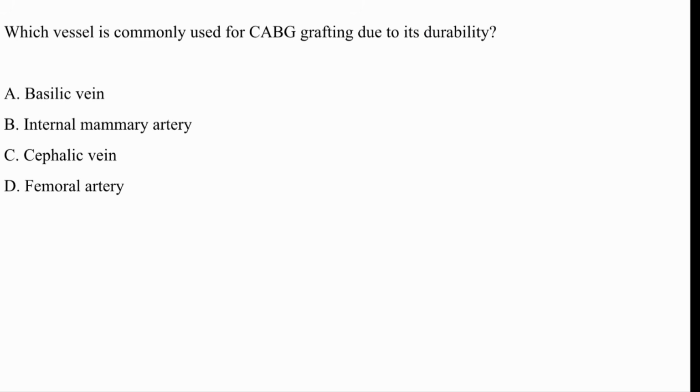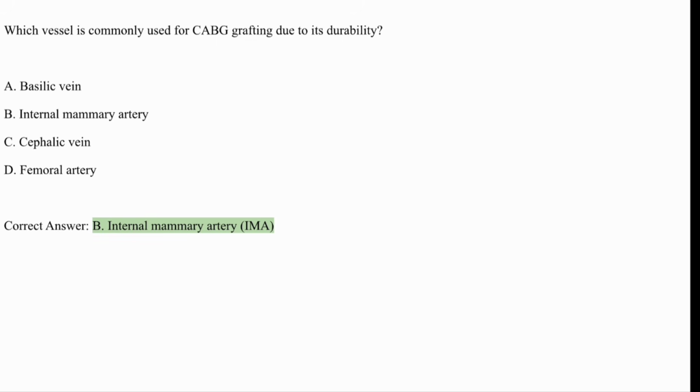Which vessel is commonly used for CABG grafting due to its durability? What is CABG? Coronary artery bypass graft. Option A, basilic vein, option B, internal mammary artery, option C, cephalic vein, and option D, femoral artery. The vessel most commonly used for CABG because of its exceptional long-term durability is the internal mammary artery, especially the left internal mammary artery. Make a note of this.